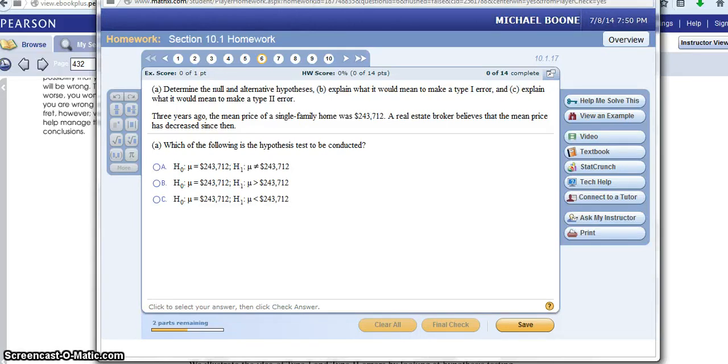Alright guys, we're in chapter 10 section 1, and this one they're just talking about hypothesis testing. So here's a question from the homework. This is number 6, and it says determine the null and alternative hypothesis.